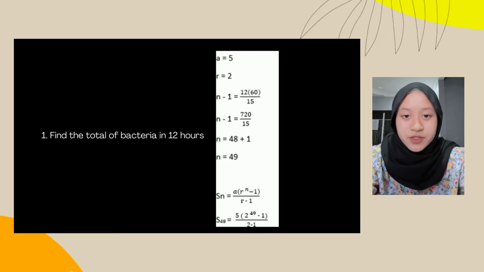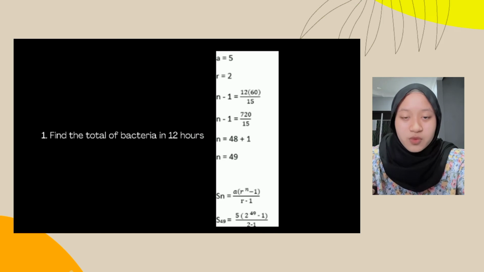The first question for geometric progression is: find the total of bacteria in 12 hours, where a equals 5, r equals 2, and n minus 1 equals 12 multiplied by 60 divided by 15. So n equals 48 plus 1, which is n equals 49. Sn equals a in bracket r to the power of n minus 1 over r minus 1. So S49 equals 5 in bracket 2 to the power of 49 minus 1 over 2 minus 1.